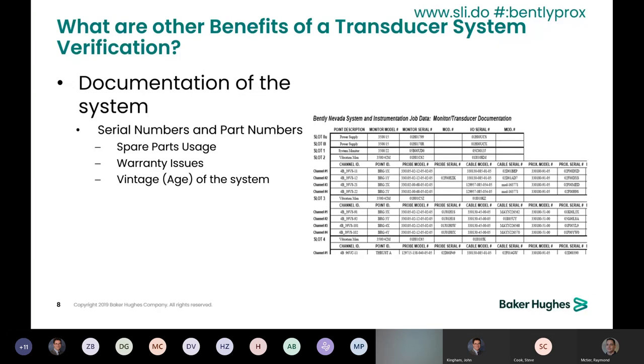The benefits of the spreadsheet include creating a spare parts list for warehouse stocks, review of warranty issues by Bentley Nevada related to specific part numbers and serial numbers, and an indication of the age of the system for possible upgrade consideration.